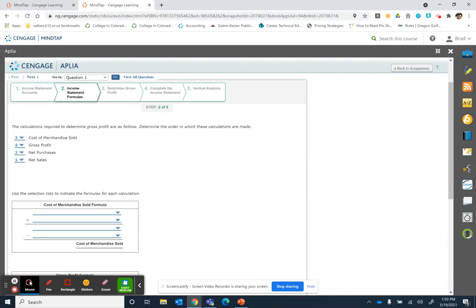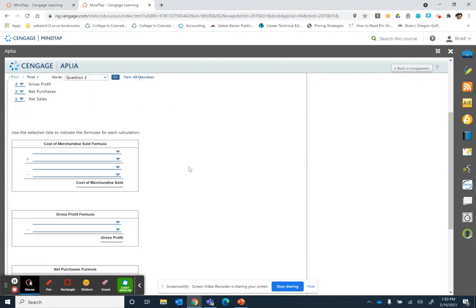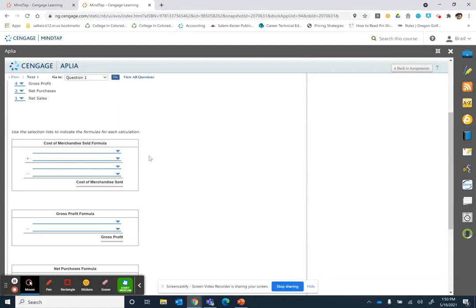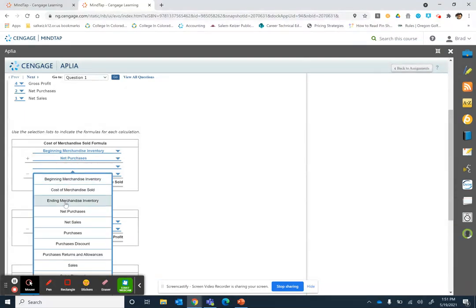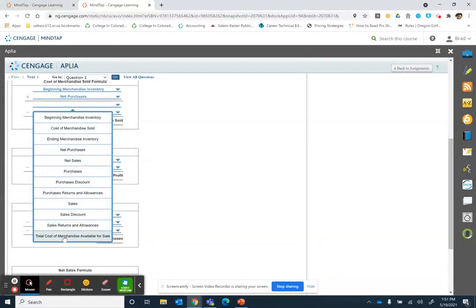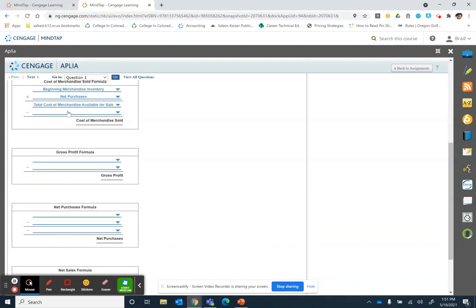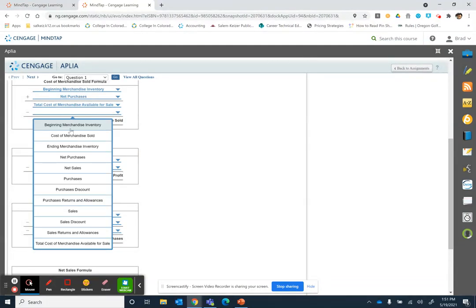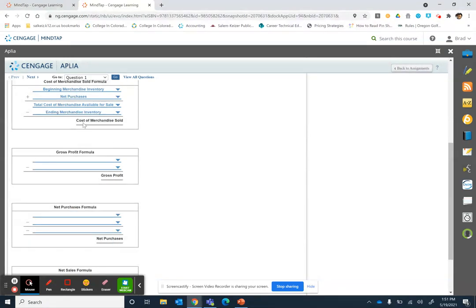Next, let's go ahead and take care of the formulas for each of these sections here. So for the first one here, the cost of merchandise sold formula is going to be the beginning merchandise inventory. Next, we're going to be adding in net purchases. Then we'll have the total cost of merchandise available for sale when we've added those two together. And then we're going to subtract from that the ending merchandise inventory. So to get the cost of merchandise sold, we will follow this formula.